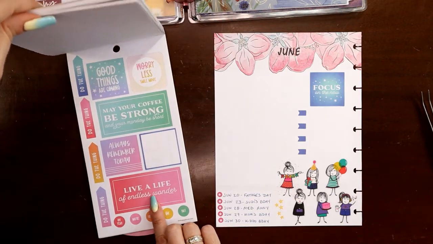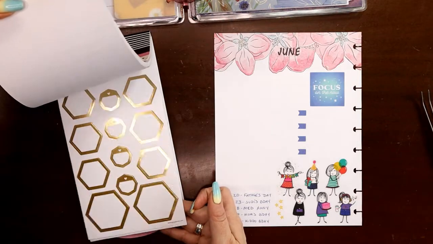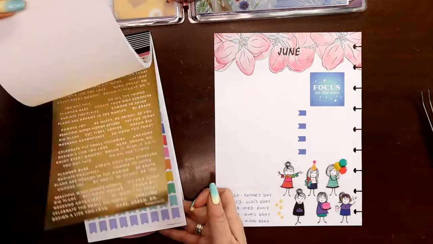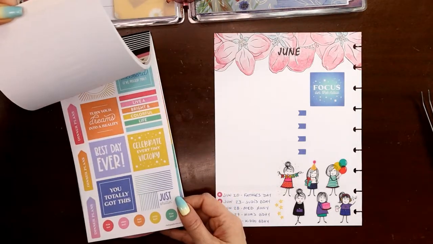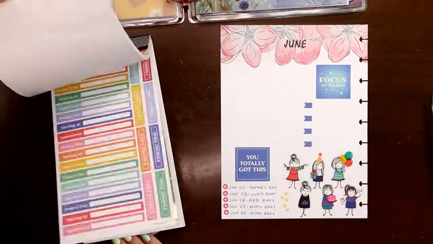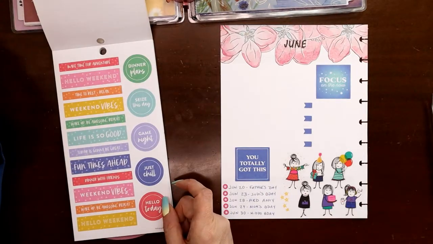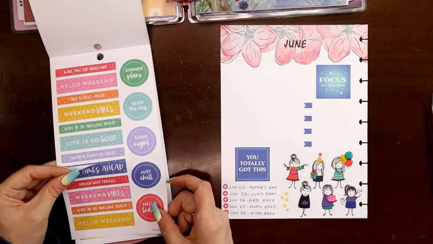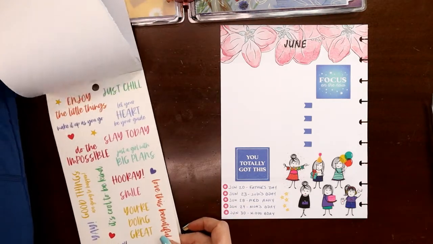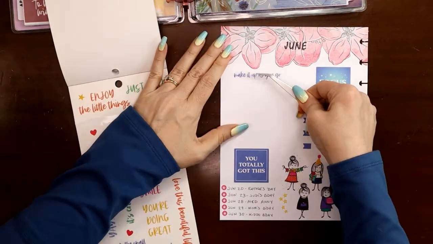Live a Life of Endless Wonder. I'm looking mostly for pink and blue since that's the colors that ended up being dominant on both of the pages. You totally got this. Maybe I'll put that down here to balance that one. These are bright. I think I'll do, well, make it up as you go. I don't know why, I just really like that.